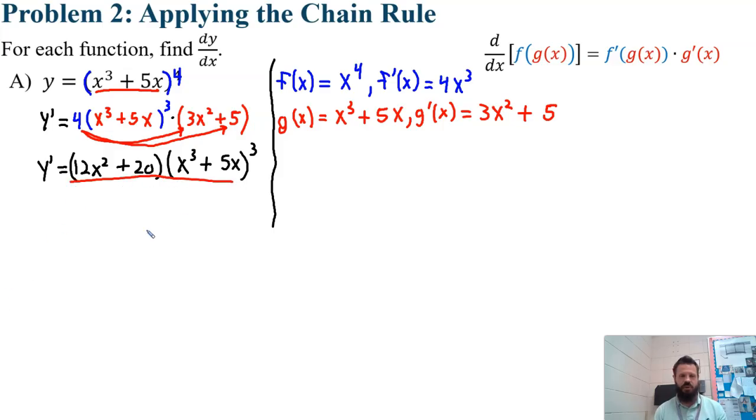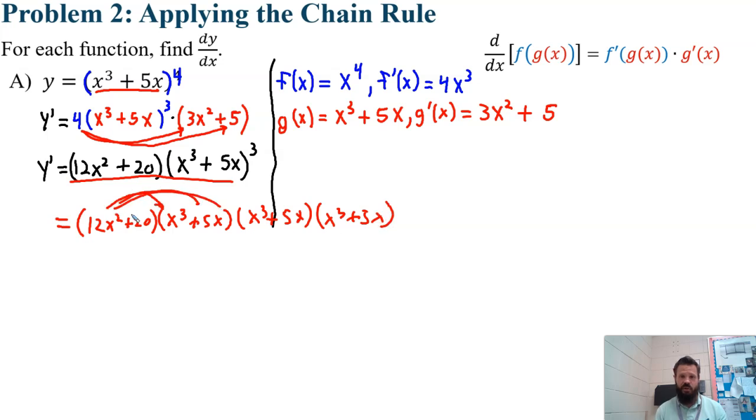That's about as simple as we're going to try to make it. If we want to take this any further, what we'd actually have to do, and definitely don't do this, is take 12x squared plus 20 times x to the third plus 5x, times that 2 more times, x to the third plus 5x, times x to the third plus 5x, and then go ahead and FOIL all this over and over again. No thanks. Which is why we'll leave that in a more functional form right here.